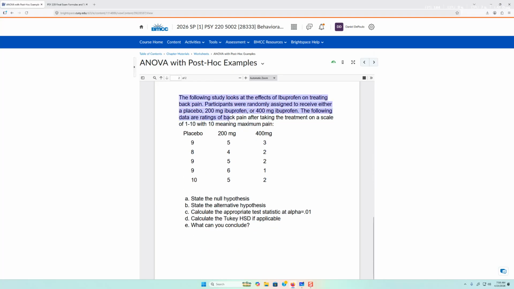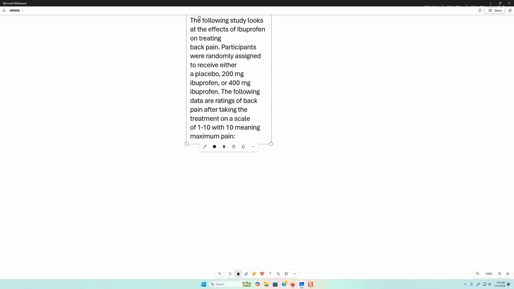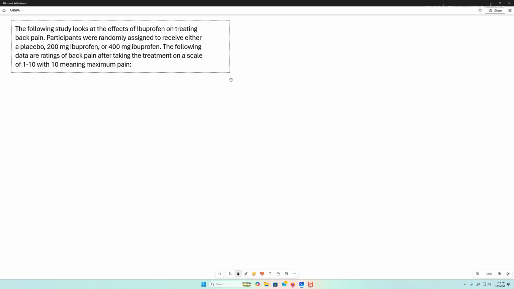So this is the back pain study. And we also have 3 groups. Now, you can have more than 3 groups, but more than 3 groups is a lot of computation, so I'm keeping it at 3 groups. Although you can do more than 3 groups, just more variances, right? The following study looks at the effects of ibuprofen on treating back pain. Participants were randomly assigned to receive either placebo, 200 milligrams ibuprofen, or 400 milligrams ibuprofen. The following data are ratings of back pain, with 10 meaning maximum pain.